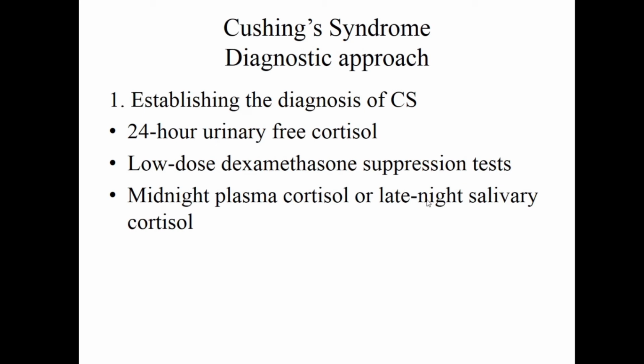One is what is known as the 24-hour urinary free cortisol. The number two test is the low-dose dexamethasone suppression test. The third test is the midnight plasma cortisol or late-night salivary cortisol. I'll go one by one and explain each of these. So these are the tests to establish the diagnosis of Cushing syndrome.